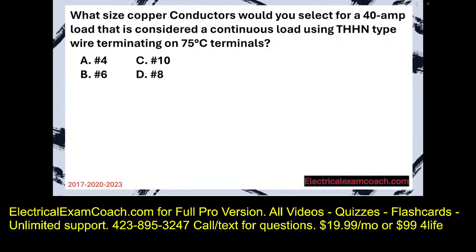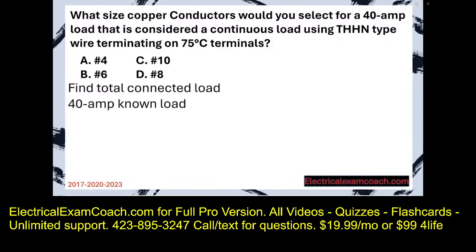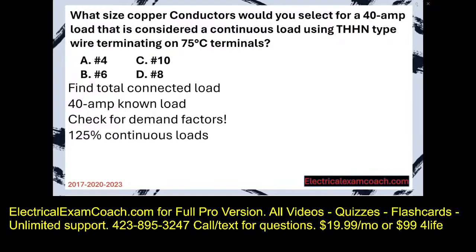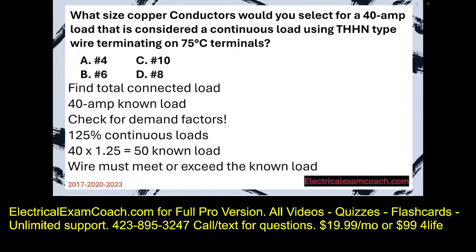What size copper conductors would you select for a 40 amp load that's considered a continuous load using THHN type wire terminating on 75 degree C terminals? Step 1, find the total connected load. In this case, our starting known load is 40 amps. Well, we have to check for demand factors, but they've already let us know that it's going to be considered a continuous load. We take our original known load, multiply it by 1.25, and that gives us a new known load of 50 amps. And all of our wire must meet or exceed the known load.